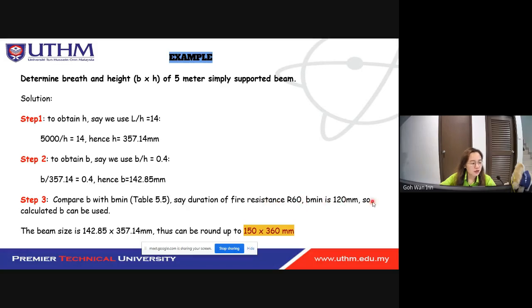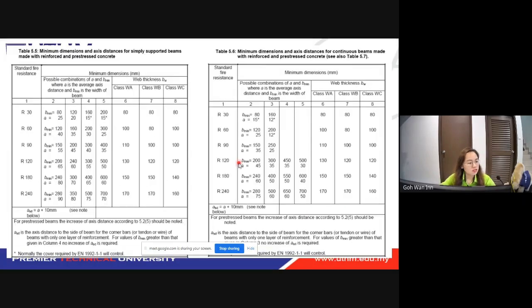So minimum is 120. So you go to this table. First thing, you don't get the wrong table. Table 5.5 and 5.6. But then this one you see actually the B minimum is the same. B minimum for R30 is 80. Here is also 80. This is 120. This is 120. This is 150. This is 150. Same. R60 means you design the fire resistance can last for 60 minutes.